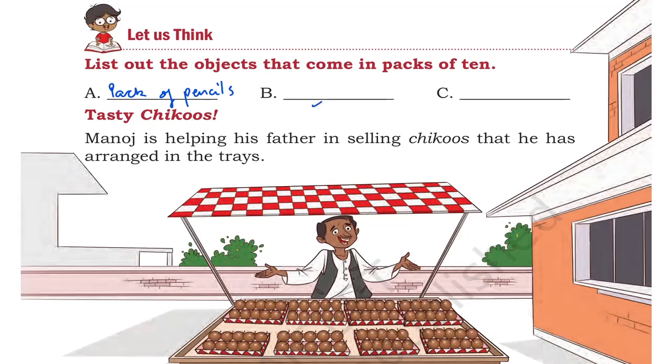And for the other two, I would leave it out for you to think through. Go out in your kitchen pantry or wherever you want to and come back with the answers to these questions. Okay, B and C. Moving forward, let's look at what do we have next.